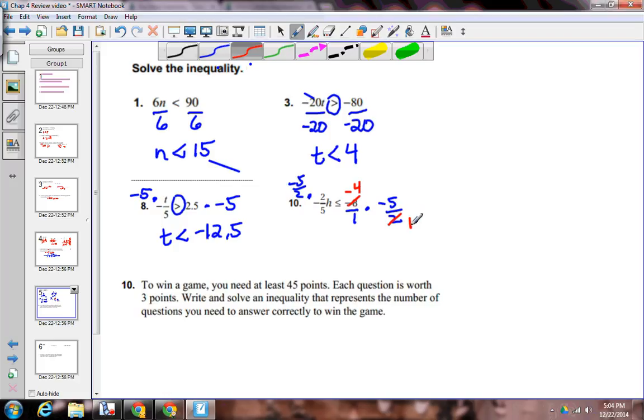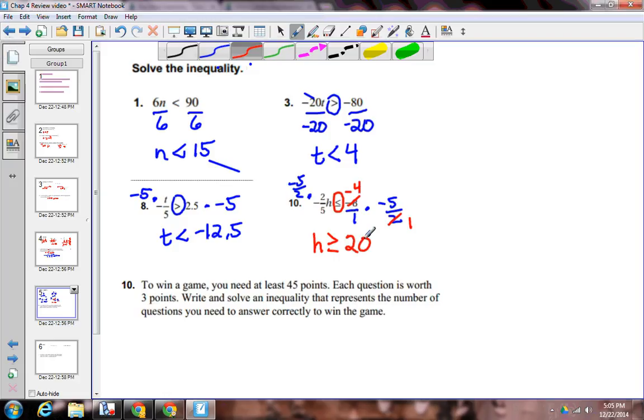Okay, on the left now, when we multiply a number by its reciprocal, we get 1. So we have h. Oops, I forgot to circle my symbol because we're multiplying by a negative number. So our symbol needs to be reversed or flipped. And negative 4 times negative 5 is 20. So that's our final answer. h is greater than or equal to 20.